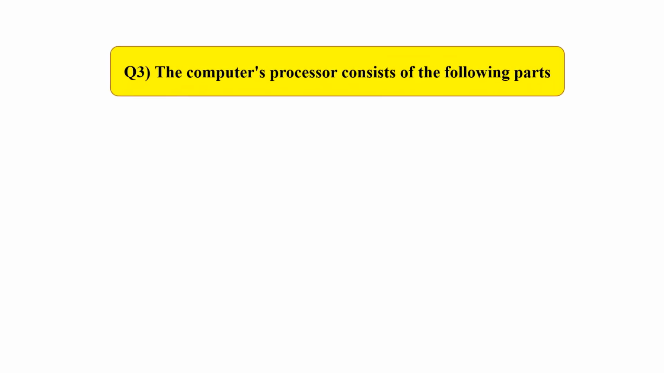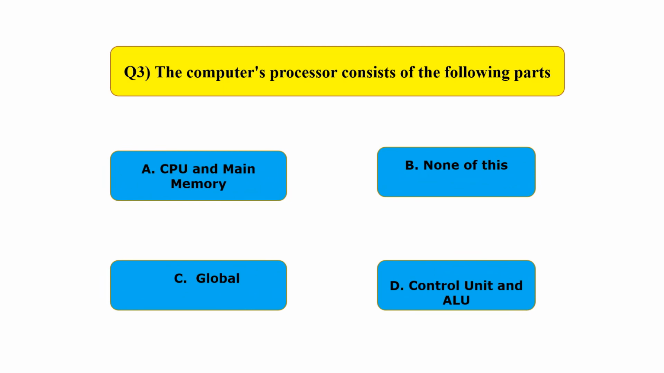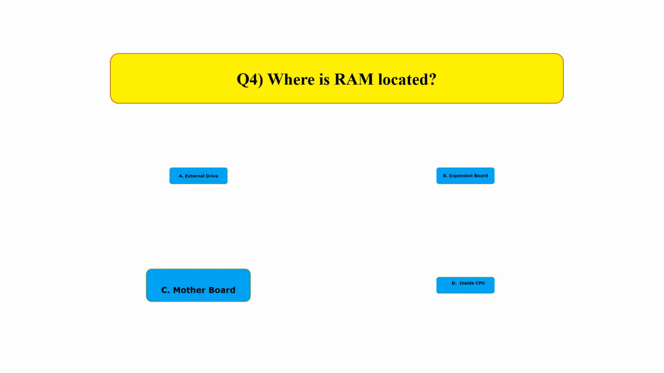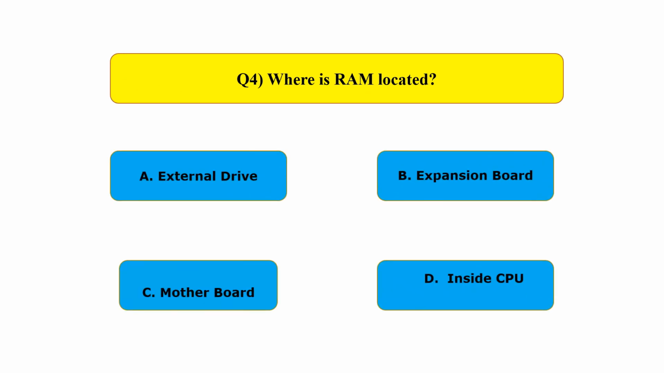The computer's processor consists of the following parts. Answer D. Control unit and ALU. Where is RAM located? Answer C. Motherboard.